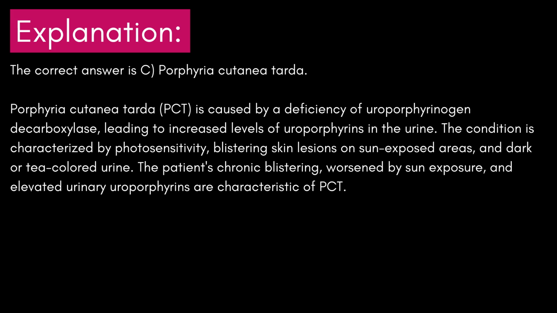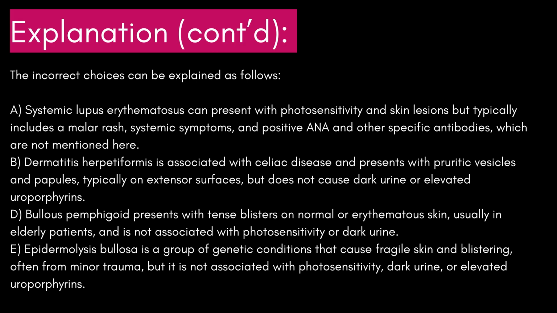All right, let's go ahead and see why the other answer choices are incorrect. The incorrect choices are: A, SLE includes photosensitivity but also malar rash, systemic symptoms, and positive ANA, not seen here. B, Dermatitis herpetiformis has pruritic vesicles linked to celiac disease but no dark urine or elevated uroporphyrins. D, Bullous pemphigoid shows tense blisters in elderly patients, not photosensitivity or dark urine. E, Epidermolysis bullosa causes skin fragility and blistering but lacks photosensitivity, dark urine, or elevated uroporphyrins.